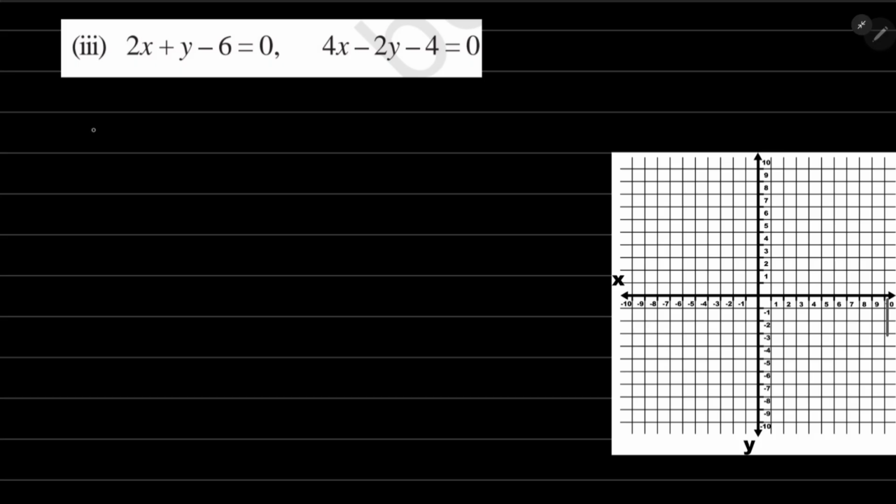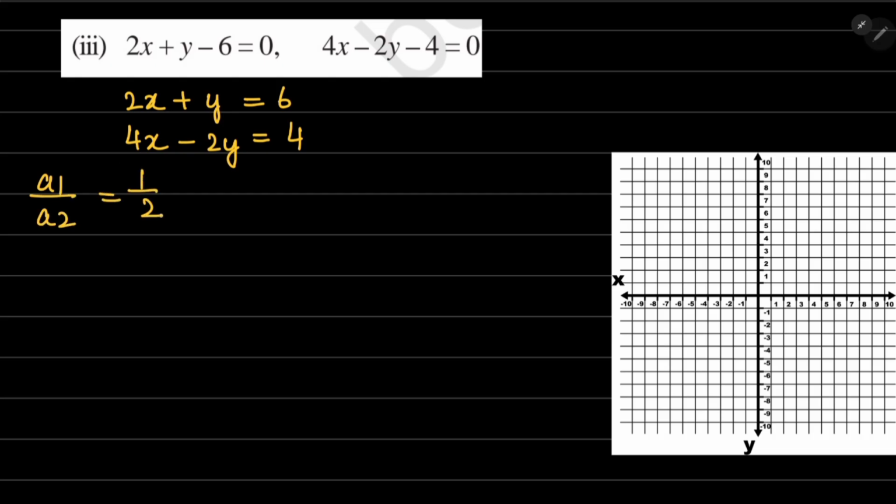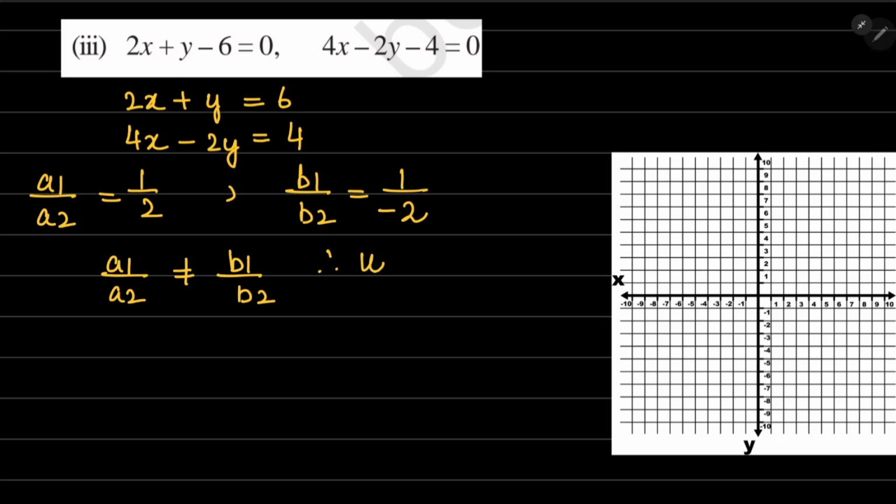We'll do it the same way. So the question is 2x plus y equal to 6 and then 4x minus 2y equal to 4. So what's your a1 by a2? It's 2 by 4, which is 1 by 2. What's your b1 by b2 ratio? It is nothing but 1 divided by minus 2. So here itself you are getting a1 by a2 is not equal to b1 by b2. Therefore, it is a unique solution.